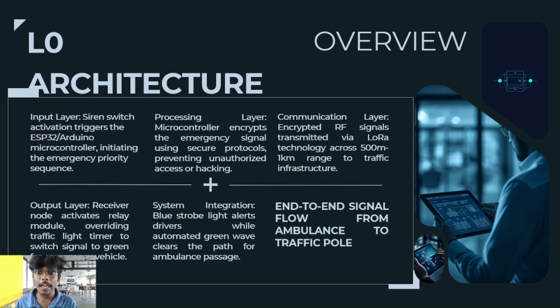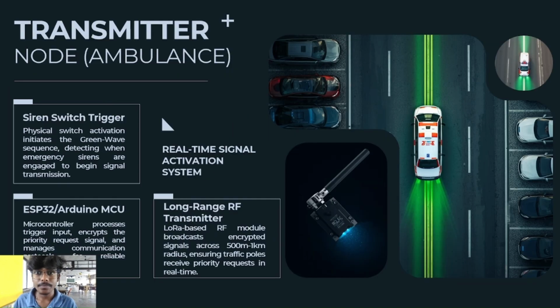In the communication layer, encrypted RF signals are transmitted via long-range technology across a 500 meter to 1 kilometer range to traffic infrastructure. Output layer: the receiver node activates a relay module, overriding the traffic light timer to switch the signal to green for the emergency vehicle. System integration: a blue strobe light alerts drivers while the automated green wave clears the path for ambulance passage.